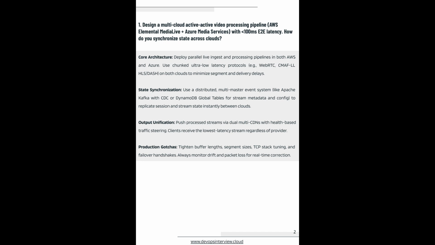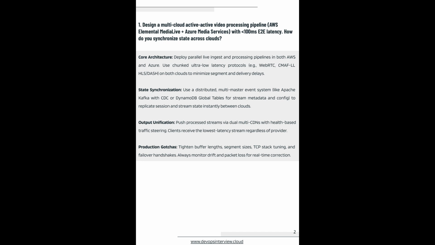Right. The detailed picture, the overall design, involves setting up identical active systems on both AWS Elemental MediaLive and Azure Media Services at the same time. The key idea is that both clouds are taking in the exact same source feed, usually through edge endpoints that are geographically close to the source, just to cut down that initial network delay. Makes sense. Minimize that first hop.